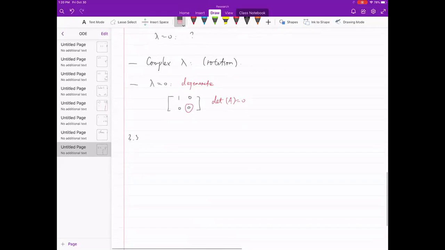Okay, so let's talk about 3.3 first. Let's talk about when we have real eigenvalues. We talk about the phase portrait of a real linear system with real eigenvalues. I will add distinct.